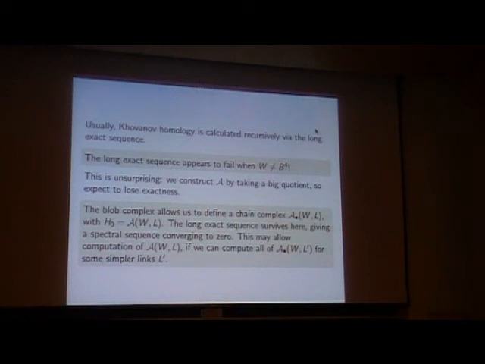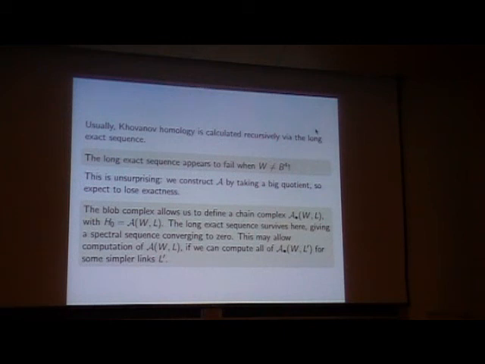exactness to survive. So the point of the advertisement is that the blob complex allows us to define a chain complex, A dot, of the pair, four-manifold with a link, such that the zeroth homology of this chain complex is the thing that I've been talking about for all of today. Now, the long exact sequence for Khovanov homology does actually continue to hold for this chain complex. Okay? And so you can think about that a little while, and you can get some spectral sequence that you know converges to zero.